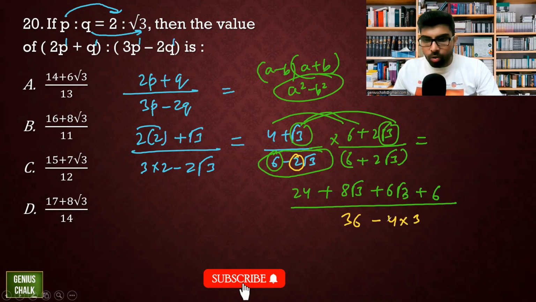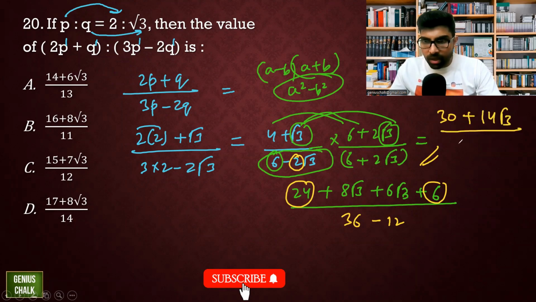So this is coming out to be 12. So 4 into 3 is 12 and this is coming out to be 36 minus 12, that is 24. Let's solve this. 24 plus 6 is how much? I write here, this is 30 and this is 8 plus 6, 14 root 3 by 24. This is 30 plus 14 root 3 by 24.